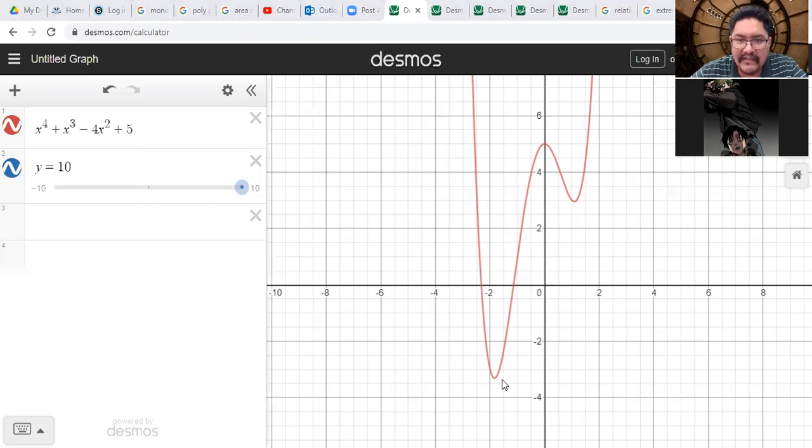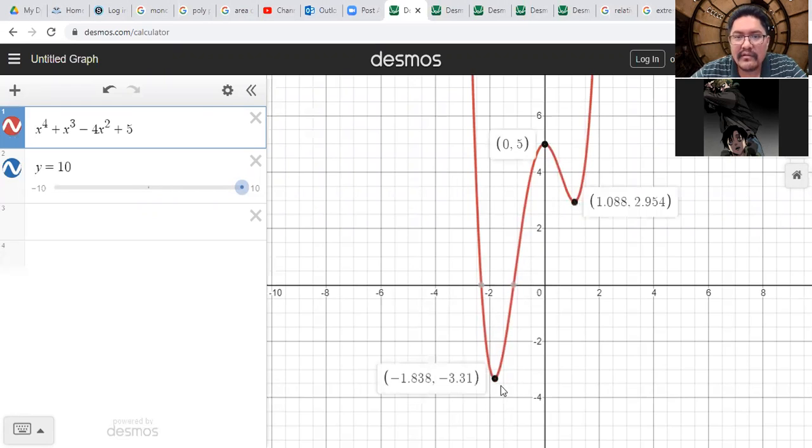So let's look at some of these key features now. In this case here, we have 2 minimums and 1 maximum. We can also see that the end behavior, as we go to the right, our line goes up. As we go to the left, our line also goes up. So as x goes in both directions, it's going to go to positive infinity.